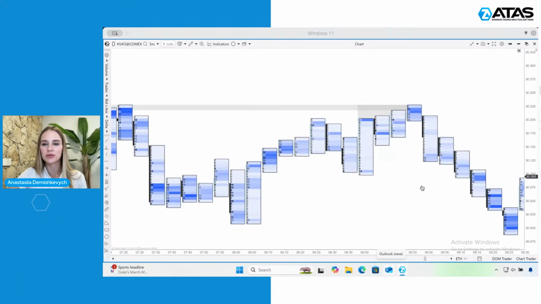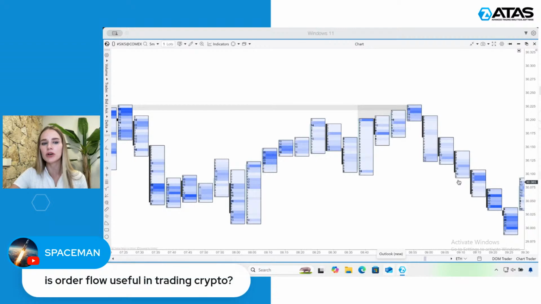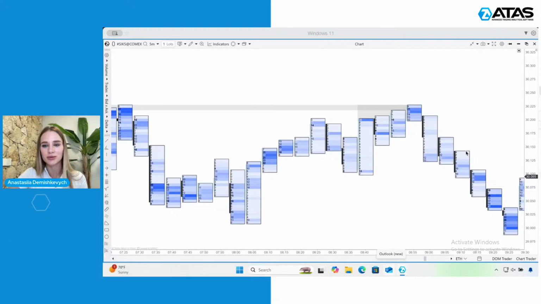Is order flow useful in trading crypto? I personally don't trade crypto right now. I transitioned to the futures market on the CME and stocks, but it is useful. It's the same principle. The market auction theory and the price formation theory are exactly the same over the different kinds of markets, and it does apply also to the crypto market.